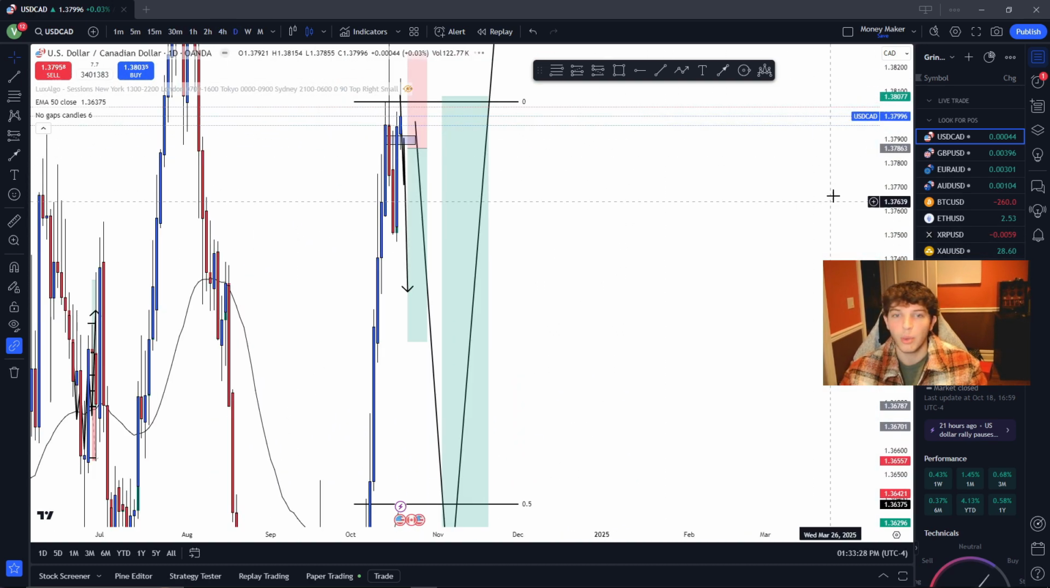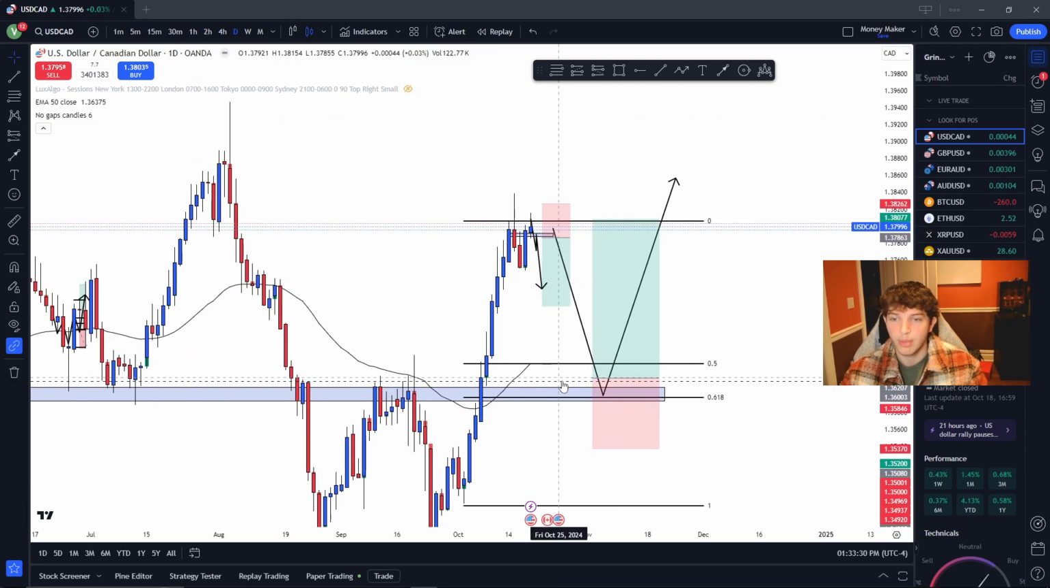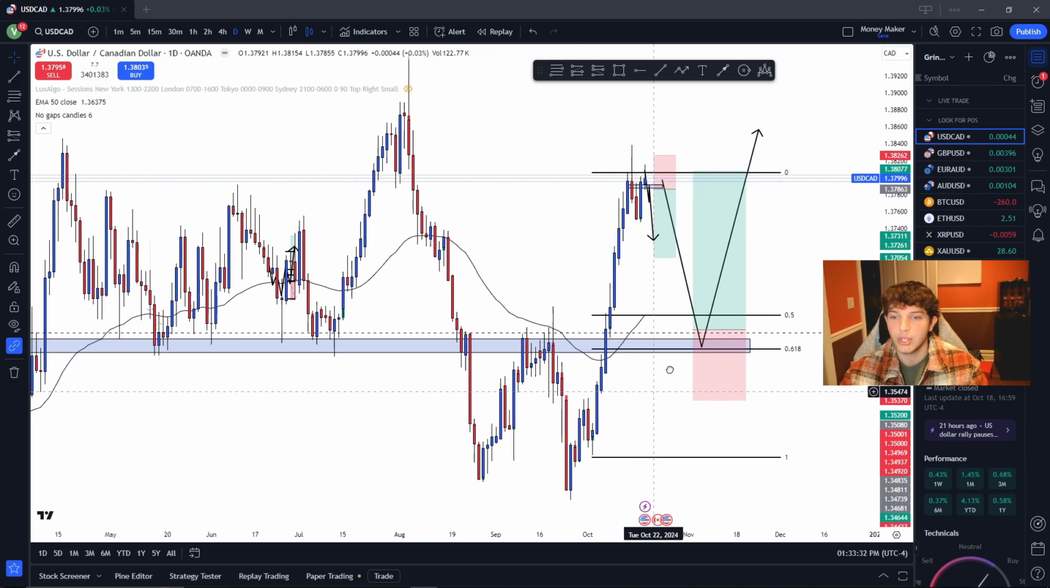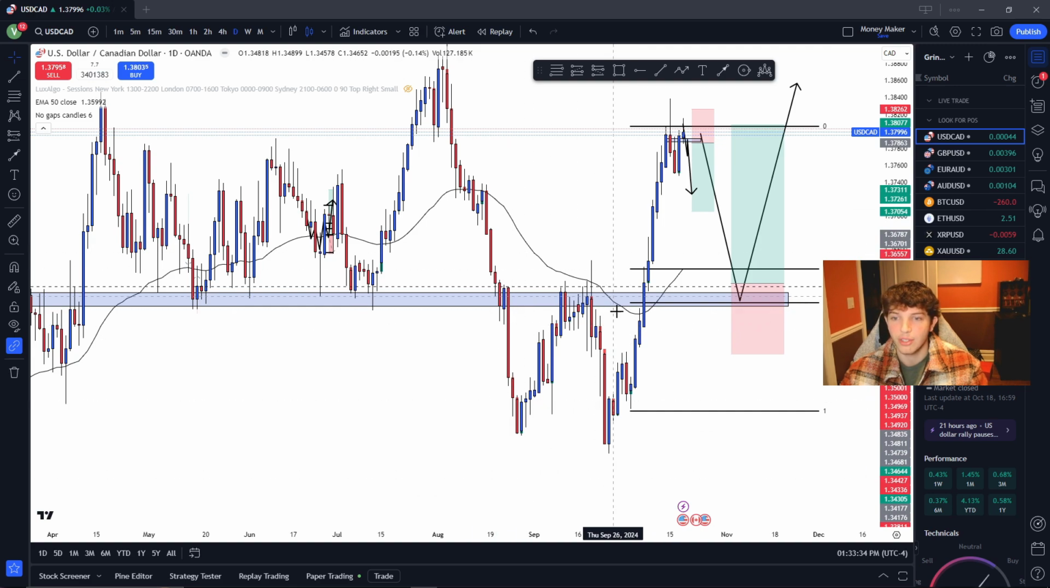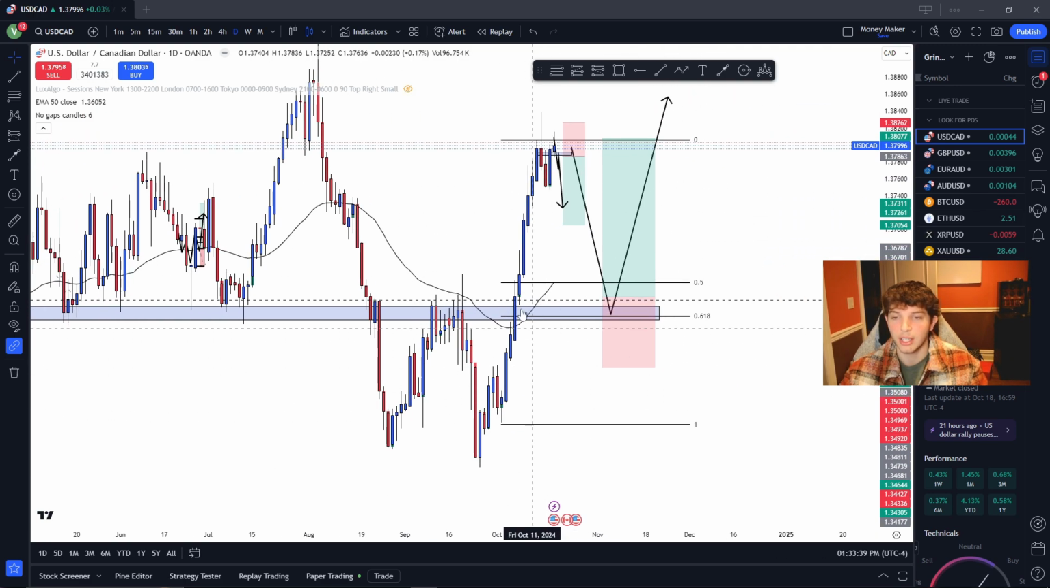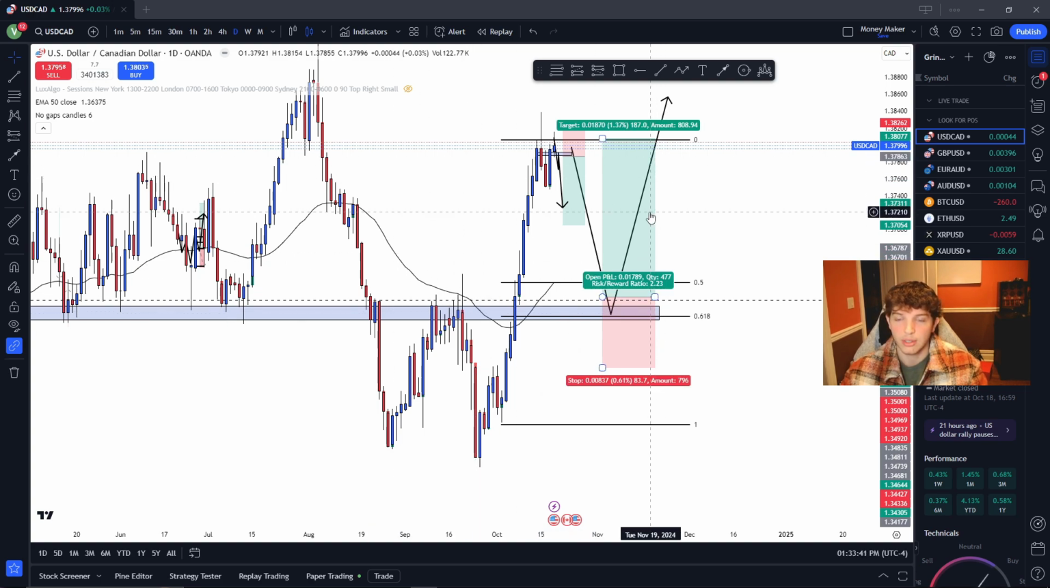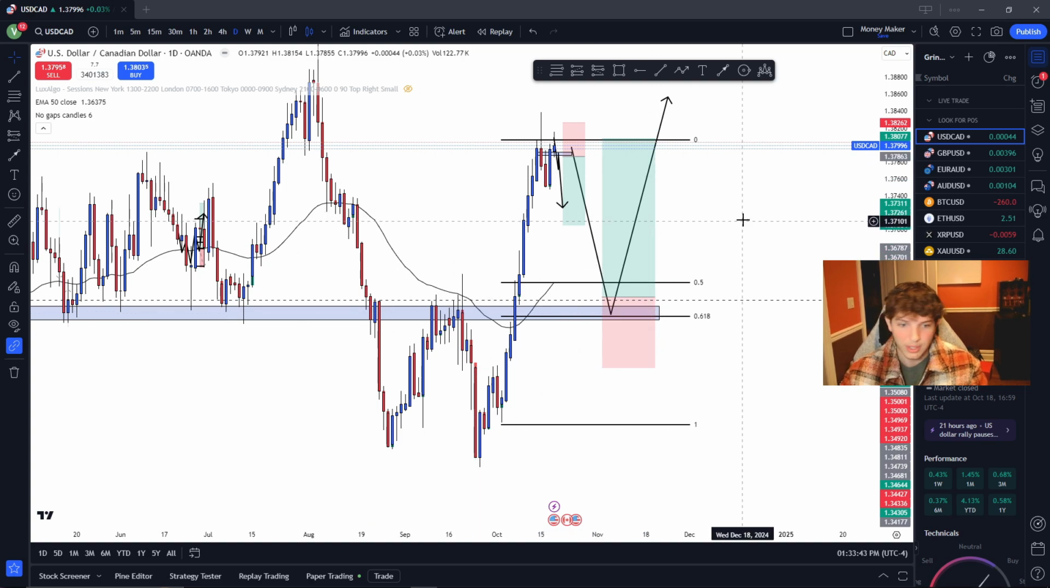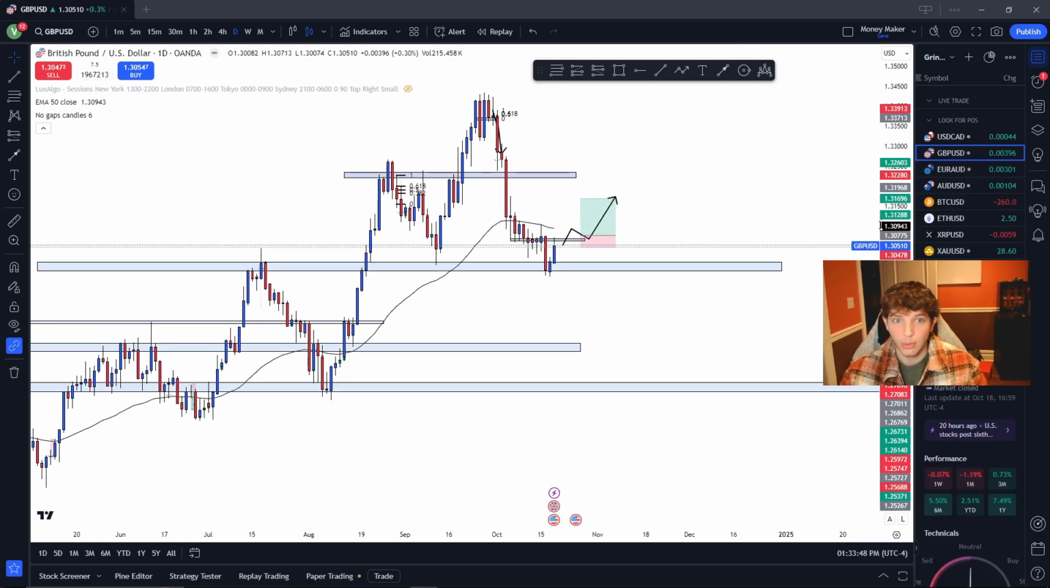And again, we're just simply waiting for this to retrace all the way back into our area of interest on the daily time frame, where we have this double bottom, retesting the neckline, retesting our fib sequence for the daily, and then hopefully potentially push upwards from there. So that's USDCAD.